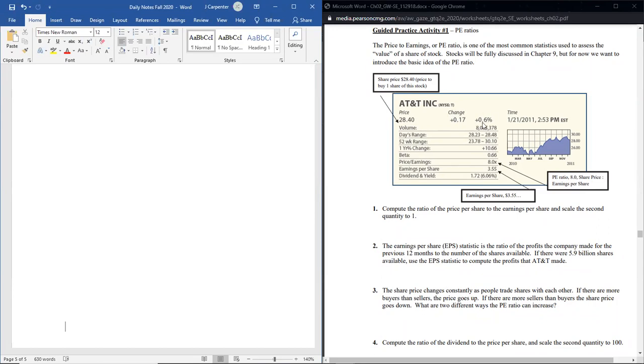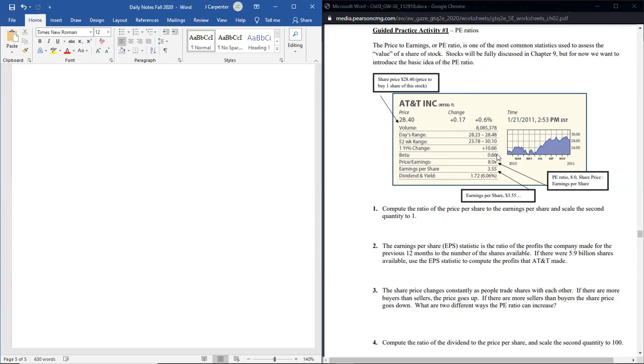Then it shows that change as a percentage. And we're going to start learning how to calculate percent changes in chapter 4. But for now, we're just going to take it at face value that it increased almost 1%. This says that 8 million shares were traded in that day. They were traded between 28.23 and 28.43. So at one point, it was a little higher than what it closed at. At one point, it was a little lower than what it closed at. But ultimately, it went up 17 cents from open to close.